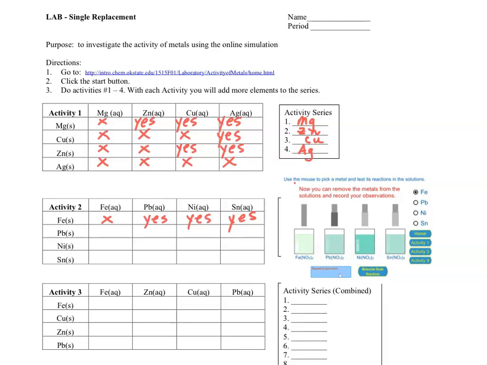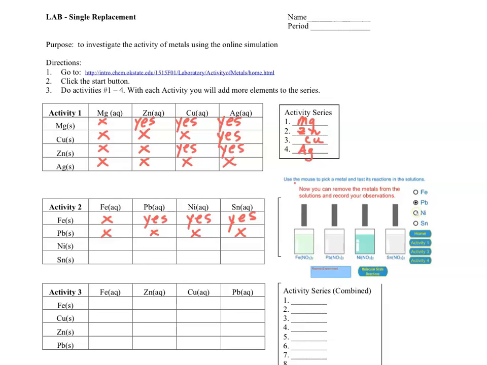All right, continuing on, next with the element lead, or Pb. Take a piece of lead, dip each of them into the solution, and then we pull them out and see what happened. Now in this case, it looks like nothing happened in all 4 cases, so we'll put X's all the way across. All right, lead is quite non-reactive.